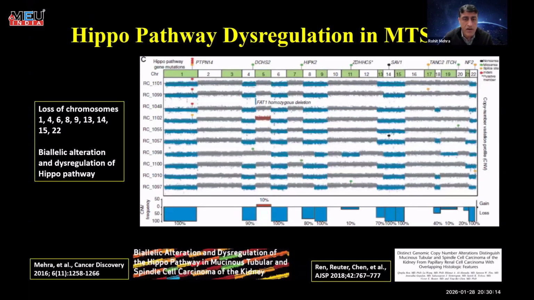So our group at University of Michigan and also Dr. Reuter and colleagues at MSKCC have done intense genomic interrogation of these tumors, and we have found there is biallelic alteration and dysregulation of the Hippo pathway in the majority of these tumors. Also, like we can see in this pictogram, there is a loss of chromosomes 1, 4, 6, 8, 9, 13, 14, 15, and 22 in the majority of mucinous tubular and spindle cell carcinoma renal tumors. And this specific chromosomal signature is highly specific for a diagnosis of MTSCC of the kidney.